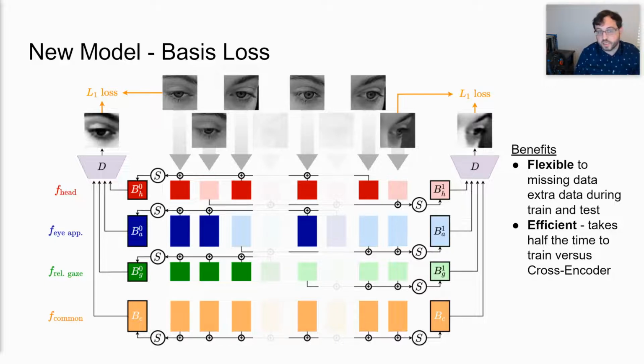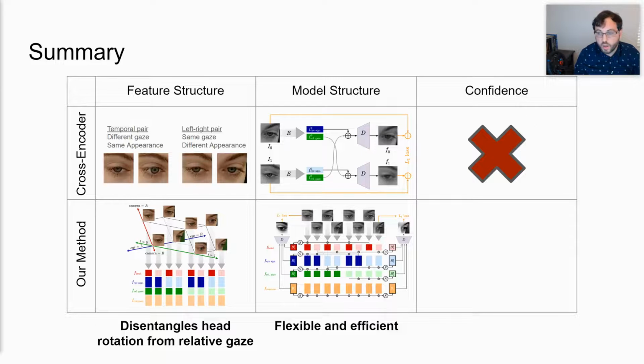For example, missing data can be simply handled by ignoring the input when calculating the mean basis features. Furthermore, additional camera views, time instances, and view patches, for example, full-face inputs, can be easily added as additional basis features for a particular representation space. The model is also more efficient, taking around half the time to train versus a comparable cross-encoder. One final improvement we make to our model is to modify the formation of basis features to obtain a measure of confidence for each view.